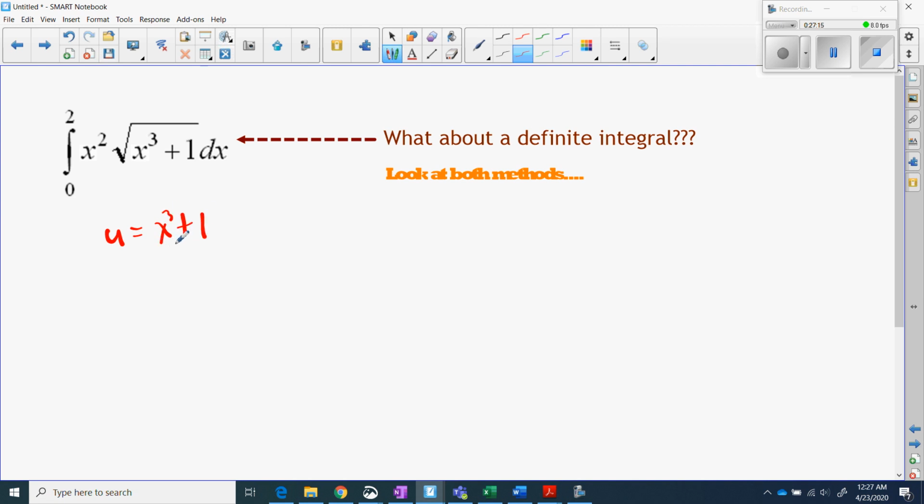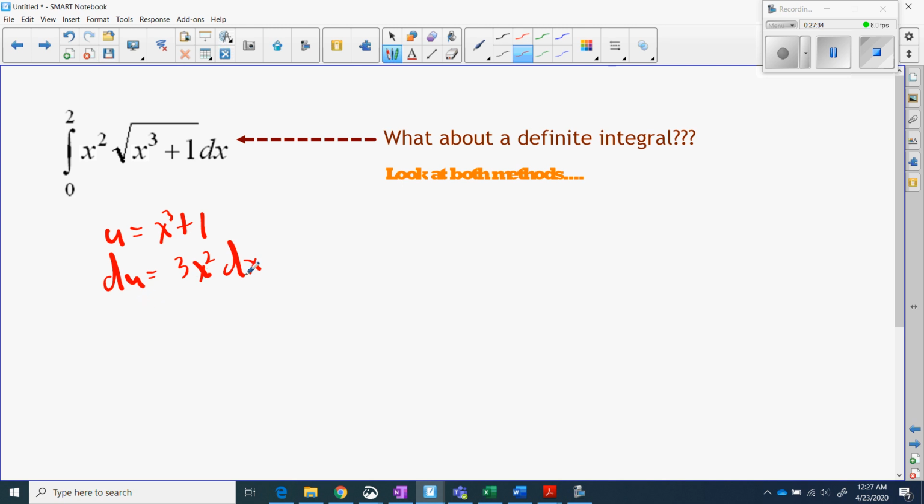Reason being, I know the derivative of that is going to generate this x squared, which will help with my substitution. du is 3x squared times dx. Remember, instead of the dx going here, I'm just going to always tack it over here now. And now let's get this ready for our substitution.